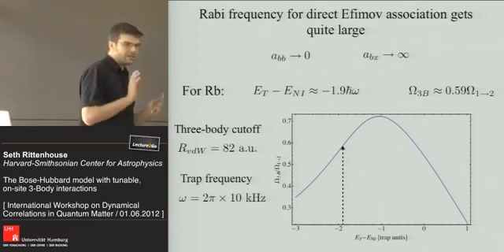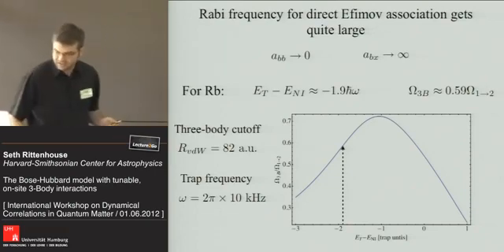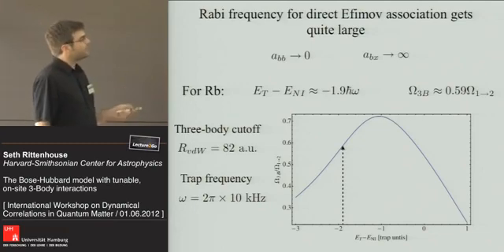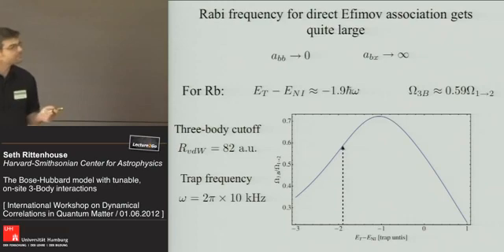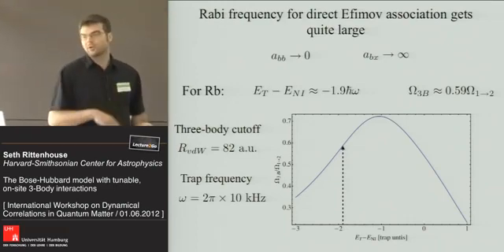It doesn't exactly give the right three-body parameter, but it gets pretty close, so we use that as an estimate. Now, with a 10 kilohertz isotropic trap, we can find that the binding energy of this state is about 2 trap units, 2 ħω, right? And the three-body Rabi frequency is about 60% of the single particle, which is significant.